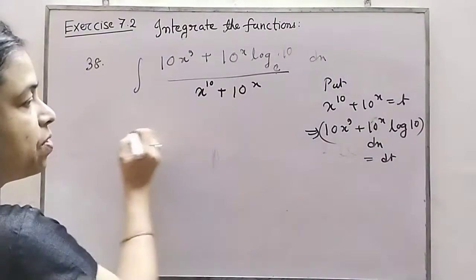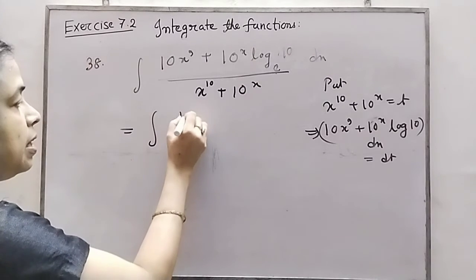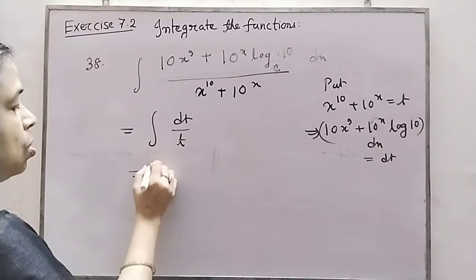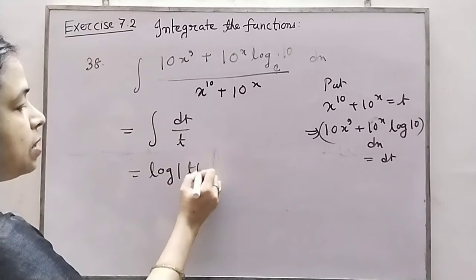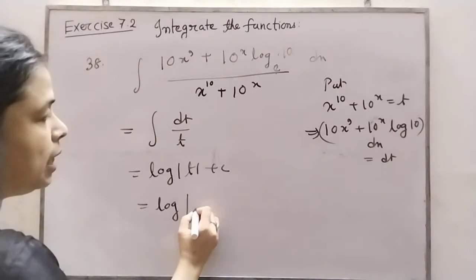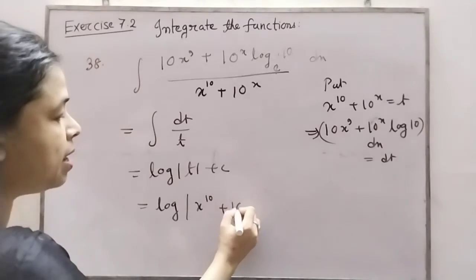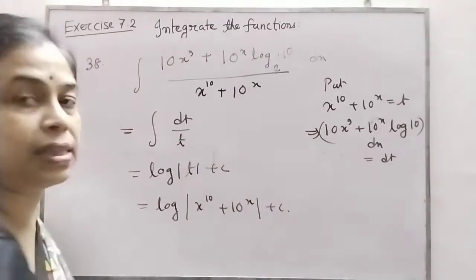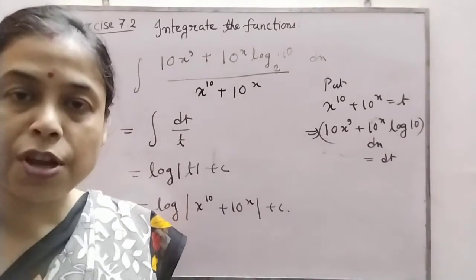So the numerator is dt, and the denominator is t. So this is equal to log of modulus of t plus c. And back with the value of t, which is x to the power 10 plus 10 to the power x, plus c. Okay, one more question of this exercise is left.